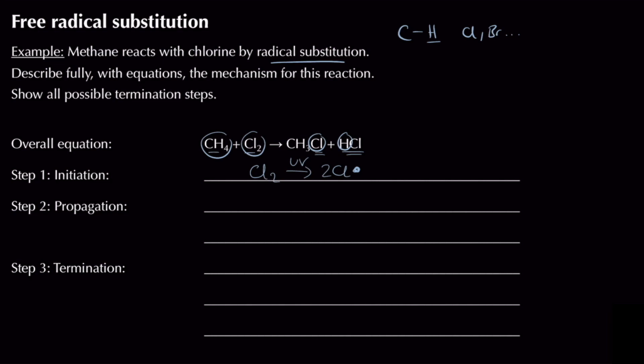Now, what's going to happen next over here? Well, remember, alkanes are unreactive. The only way to react them is, of course, to react it with something that's going to be very reactive. So what I can actually take is my chlorine radical over here. That's going to react with, of course, our methane.